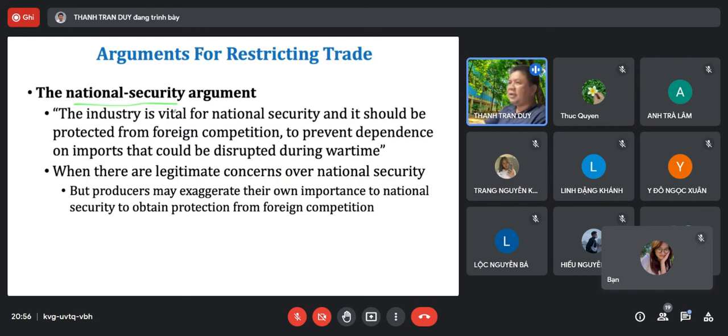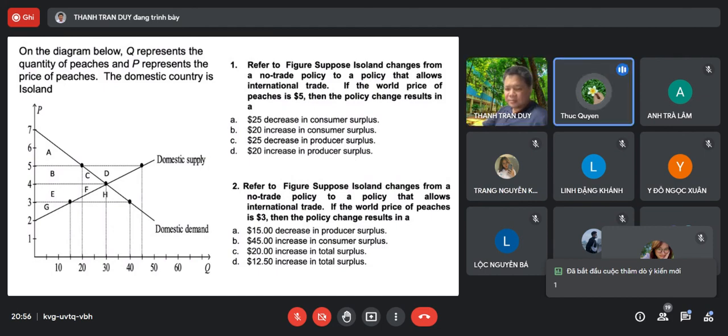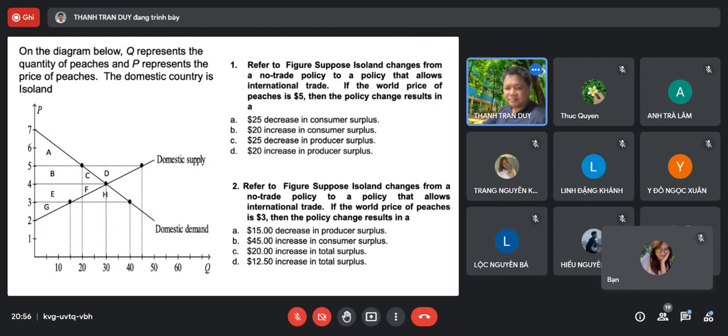All right, now can you do the question before we stop? I have a poll. Question number 1. Can you see the poll? Yes. Okay, let's do it.